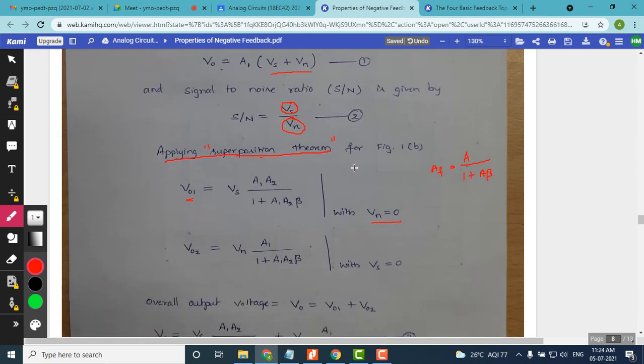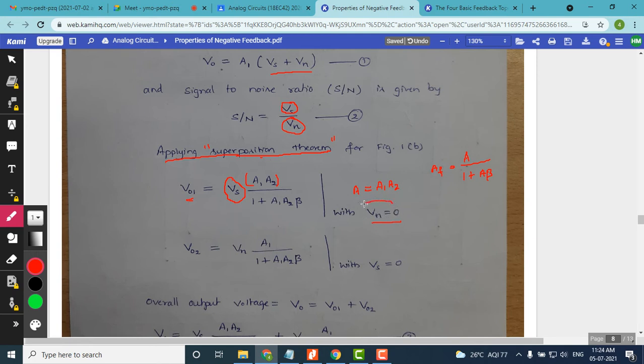Now A becomes A1 into A2, that is the open loop gain. A should be replaced with A1 into A2 because there are two amplifier blocks. So now the output voltage V01 is the source voltage times A1 A2 divided by 1 plus A1 into A2 into beta, when one of the sources is made 0.